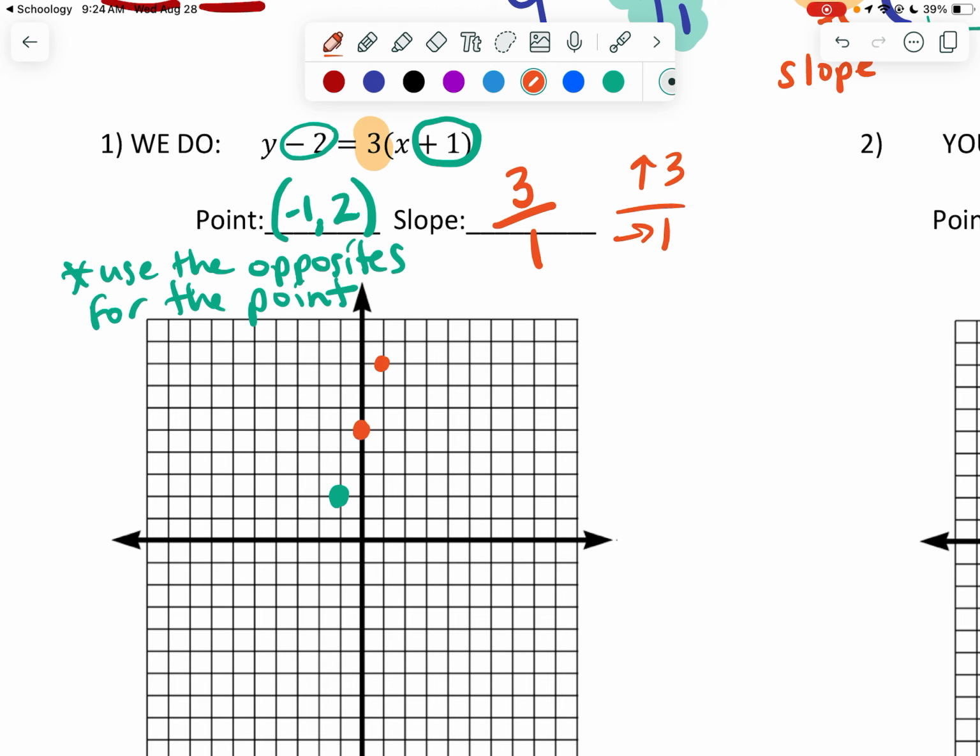Do that a couple times. You can go the opposite way. And then you have your line.